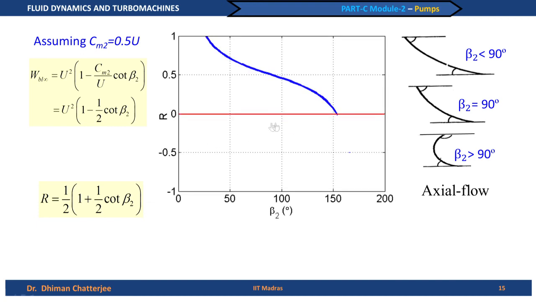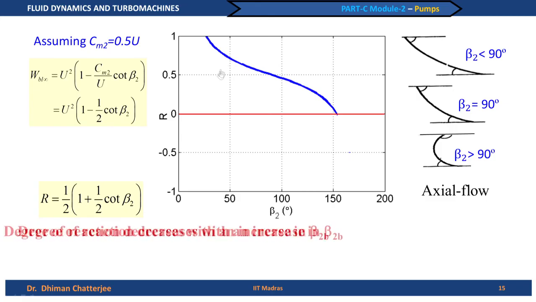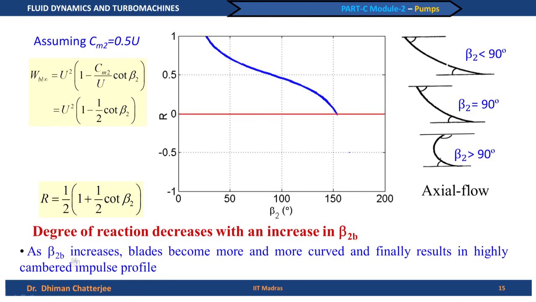I have plotted it. The degree of reaction actually goes to 0 at an angle slightly more than 150 degrees, and you see the degree of reaction reduces as the beta 2 value increases. So, this is not desirable and hence we will try to avoid it, and we try to keep the outlet angles smaller than 50 degrees or close to that. So, we can say that as beta 2b increases, blades become more and more curved and finally result in a highly cambered impulse profile.